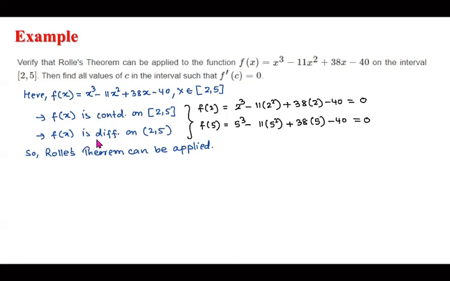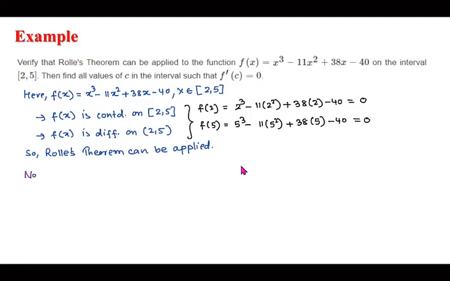Because of these conditions being true, I would say 3 conditions. These two are the first 2 conditions, and the third condition is that the value of the function at the endpoints is the same. Since these 3 conditions are true, we can say that Rolle's theorem can be applied. And once it can be applied, the theorem guarantees that there is a point c in this interval where the derivative of the function is equal to 0. Okay, so let's work on that.